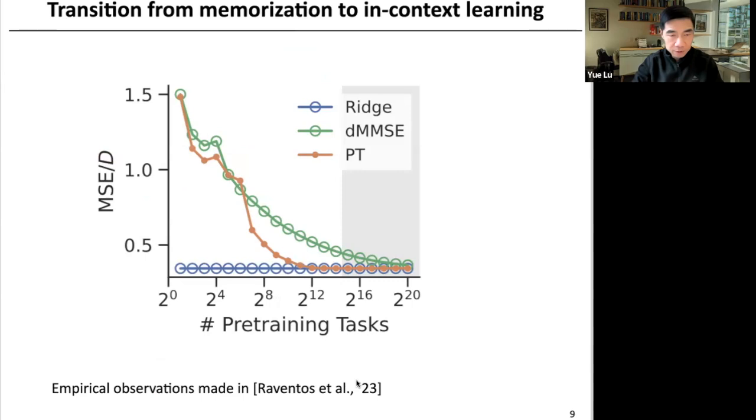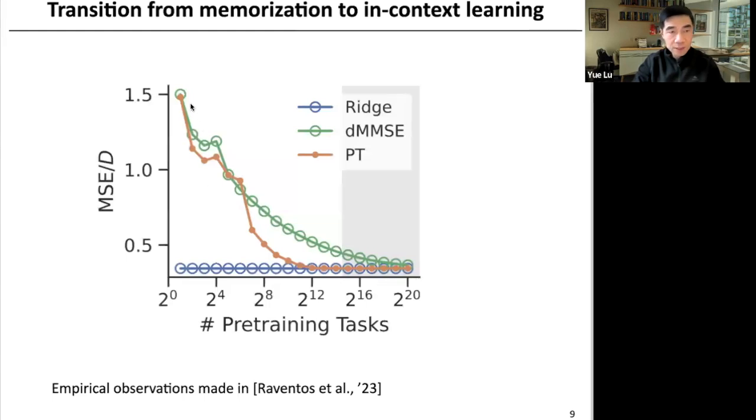by a group at Stanford University last year. They studied the same setup on a nonlinear transformer model, and they found the following interesting behavior. Here in this plot, the vertical axis shows the MSE of the in-context learning performance, the lower the better. And the horizontal axis shows the number of different task vectors that we provide in the pre-training data set.